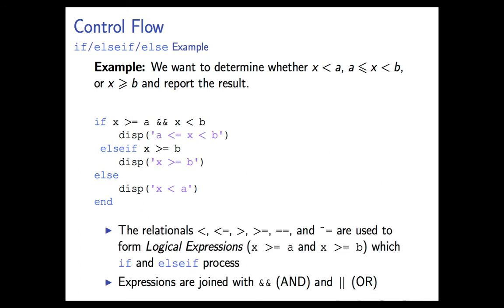We use the relationals, just like we would in math, that they map over. You have less than or equal to, greater than or equal to, equals using a double equal sign, and not equals using a tilde and an equal sign. They form logical expressions for the if and the else if process. Expressions are then joined using double ampersand as an and, or double bar as an or.